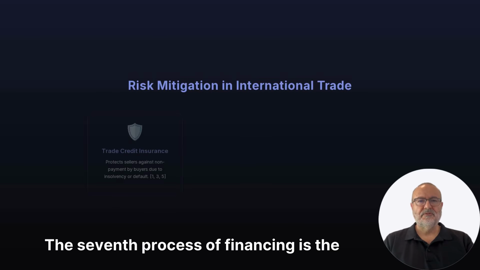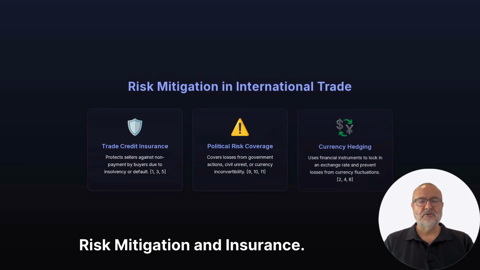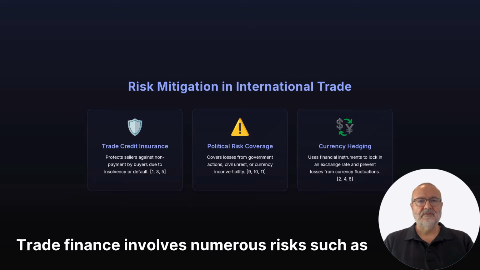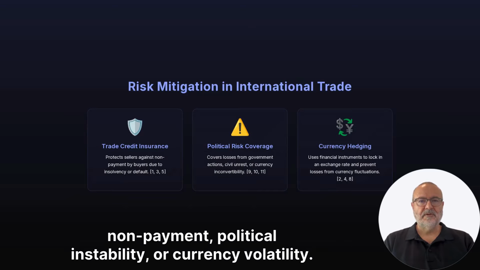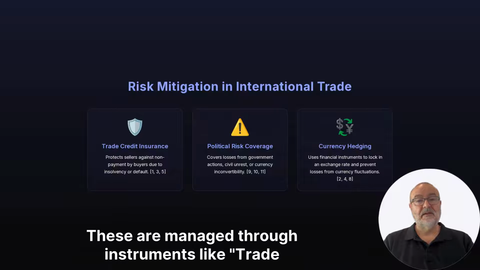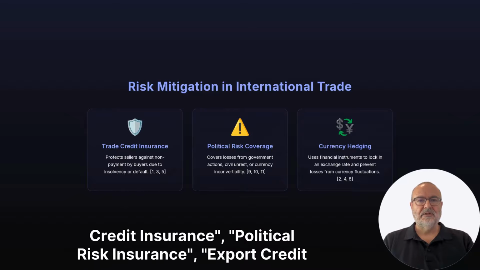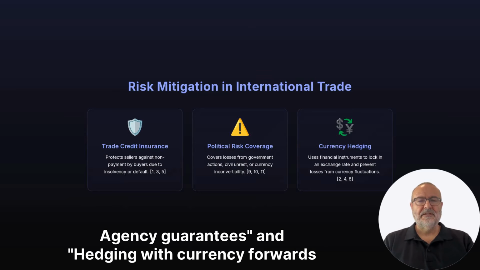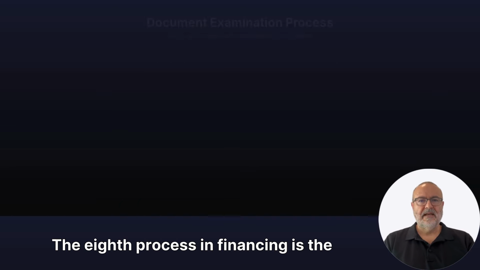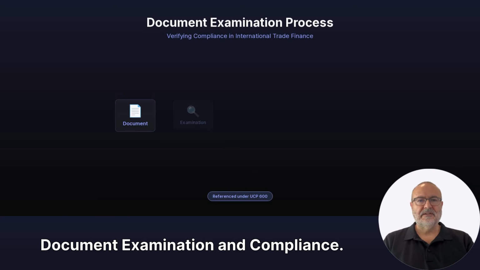The seventh process of financing is the risk mitigation and insurance. Trade finance involves numerous risks such as non-payment, political instability, or currency volatility. These are managed through instruments like trade credit insurance, political risk insurance, export credit agency guarantees, and hedging with currency forwards and options. The eighth process in financing is the document examination and compliance.